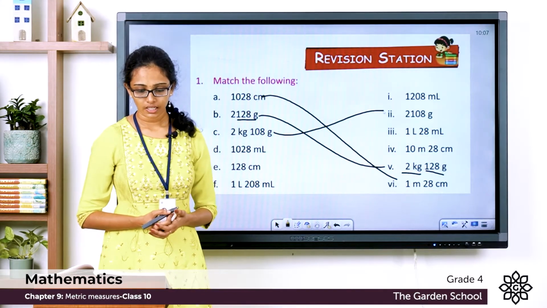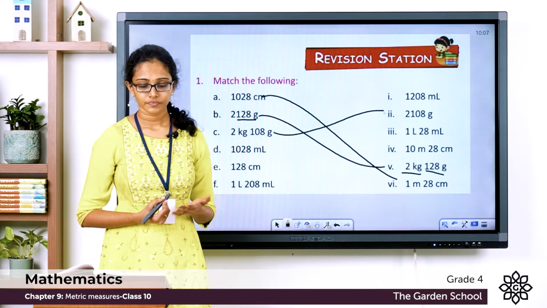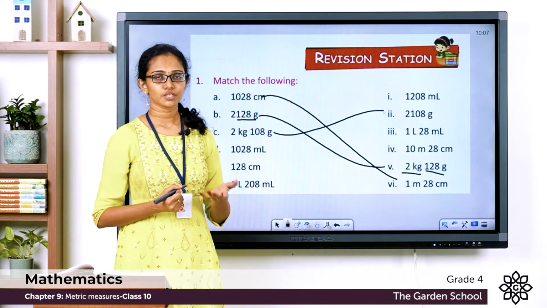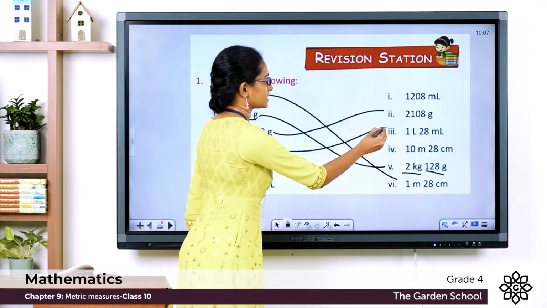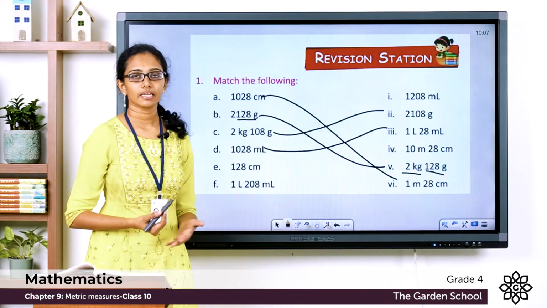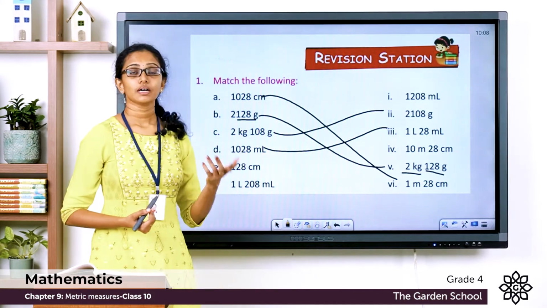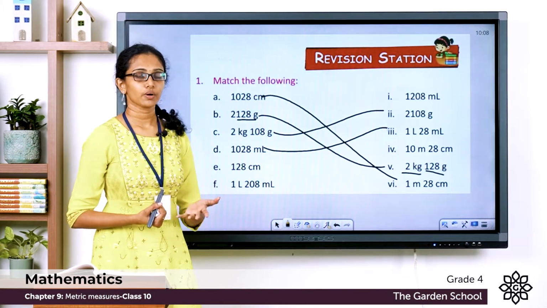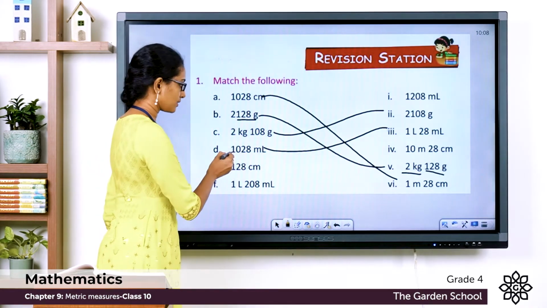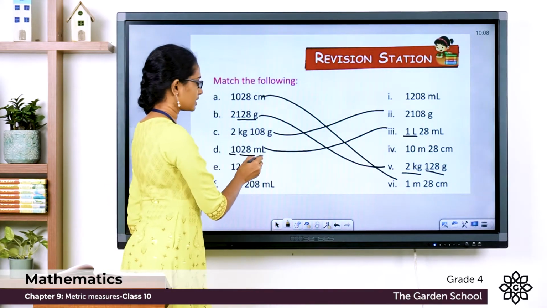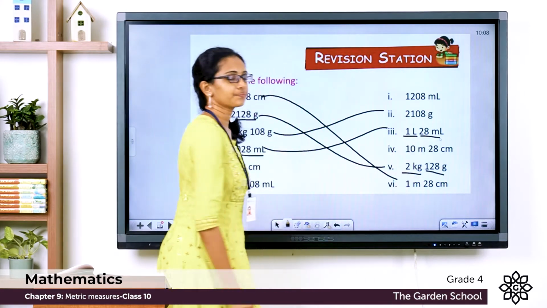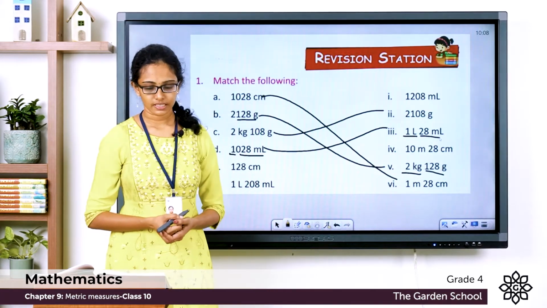Now question D, we have 1028 milliliters. 1028 milliliter is equal to 1 liter 28 milliliter. So we know 1000 milliliter is equal to 1 liter. So we have the 1000 milliliter written as 1 liter here and the 28 milliliter written here. So that is the correct match for the question.